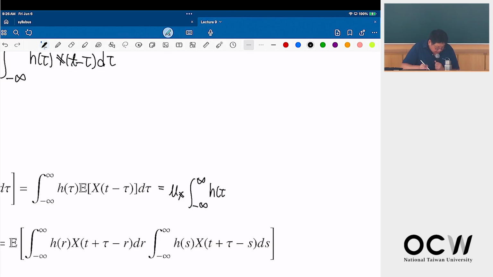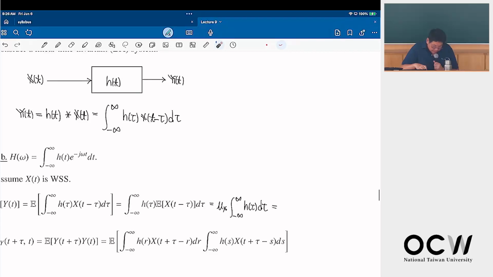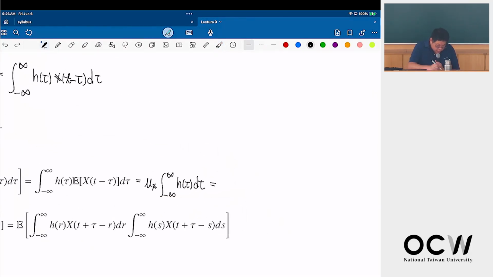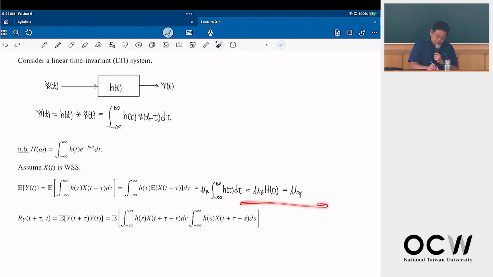And then we do the integration. And that is, this integration is that when omega equals 0, then I have this form. So it's mu X times the impulse response at 0. And this should be equal to the mean of Y. All right, so now you see that the mean of Y is a constant.